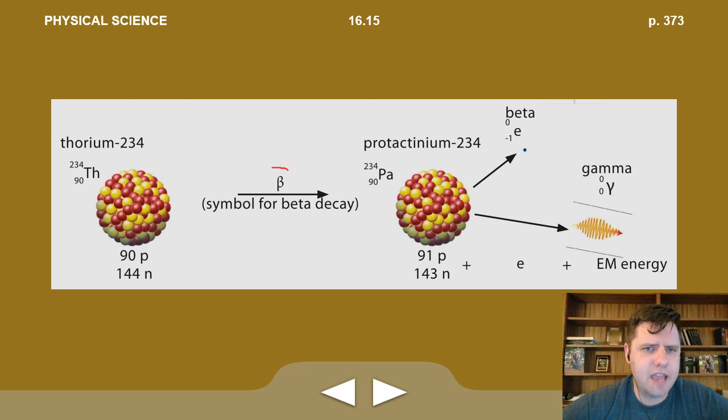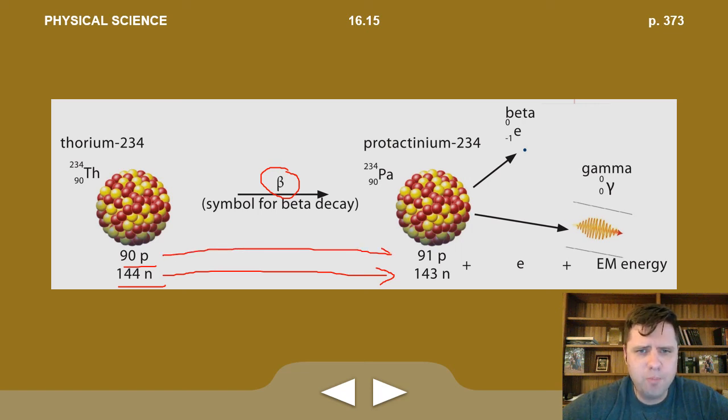If this now decays through beta radiation, what happens is we have the 90 protons, 144 neutrons. Well, 1 neutron splits into a proton and an electron. So we go down 1 neutron, but note here, the protons move up 1 because we get a positive and a negative particle from that neutron that's split apart. The negative particle leaves through beta radiation, but it leaves behind a positive particle, which is a proton.